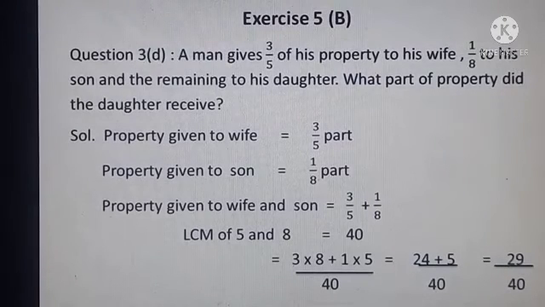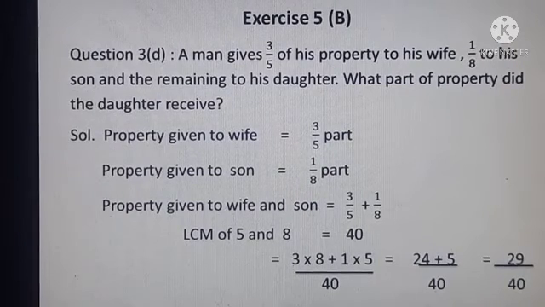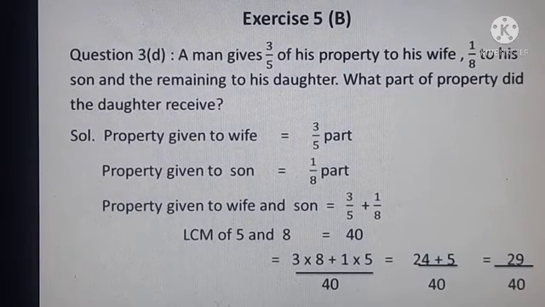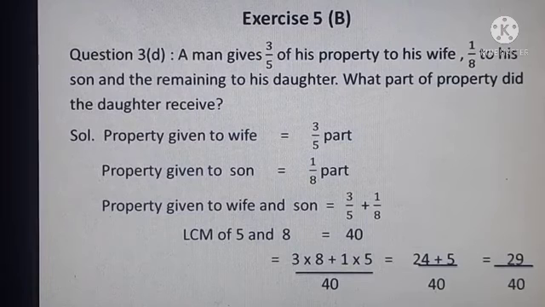Means एक मैन ने अपनी प्रॉपर्टी का 3/5 पार्ट वाइफ को दिया, then 1/8 part he has given to his son. Remaining means बचा हुआ part he has given to his daughter. Then what part of the property did the daughter receive? तो उस मैन की डॉटर को, बेटी को कितना प्रॉपर्टी का पार्ट मिला? अंडरस्टूड?